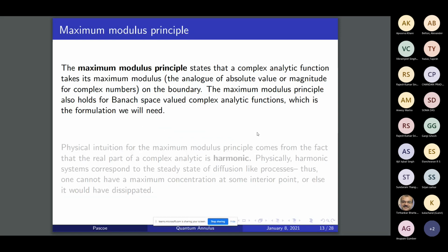The maximum modulus principle states that a complex analytic function takes its maximum modulus on the boundary. The maximum modulus principle also holds for Banach space-valued complex analytic functions, so complete normed vector space-valued analytic functions, which is the formulation that we're going to need.